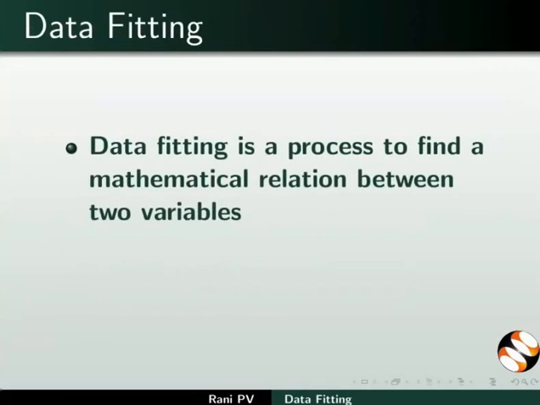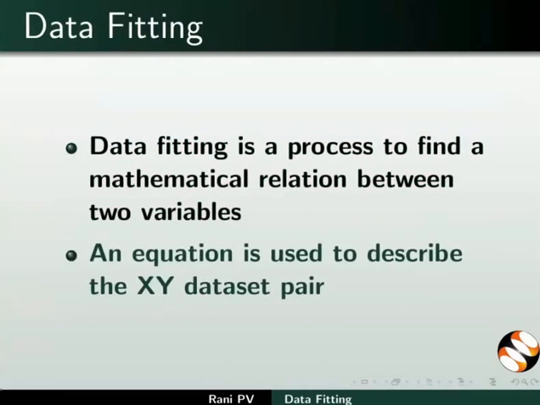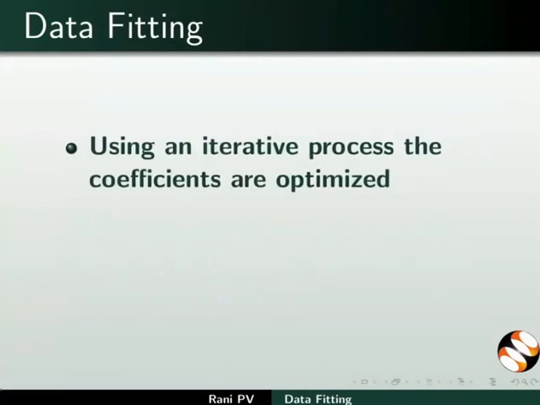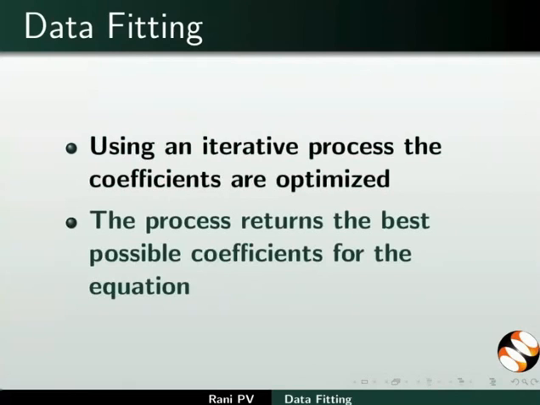Data fitting is a process to find a mathematical relation between two variables. An equation is used to describe the xy dataset pair. Using an iterative process, the coefficients are optimized. The process returns the best possible coefficients for the equation.